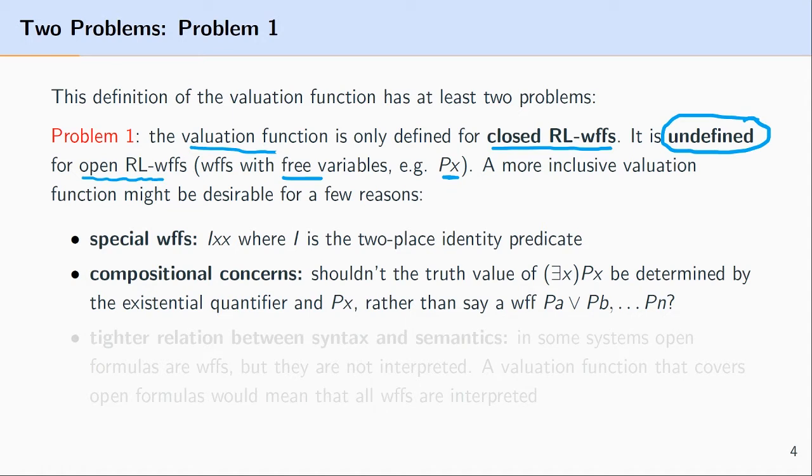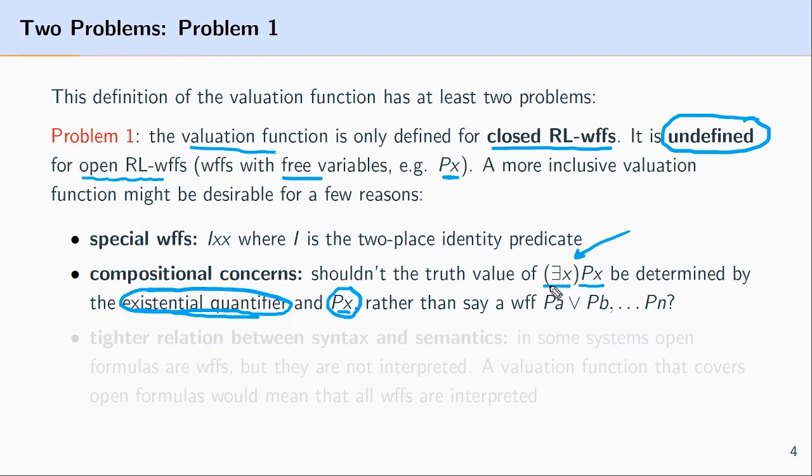The compositional concern is that we would like our semantics to be determined by the parts of the formulas. That is, we want the whole formula to be determined by the parts. So if we take a look at the existential quantifier here, we might say the existentially quantified formula has two parts. It has the existential quantifier and the Px part. That's one way of thinking about it. And we would like the whole formula to be determined by Px and the existential quantifier, its two parts.